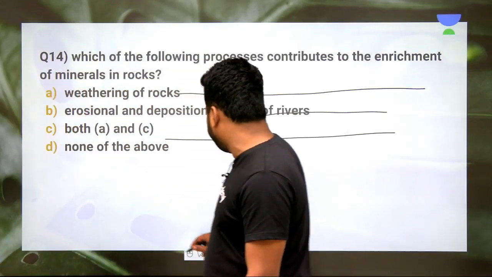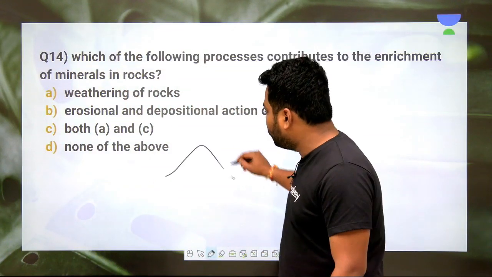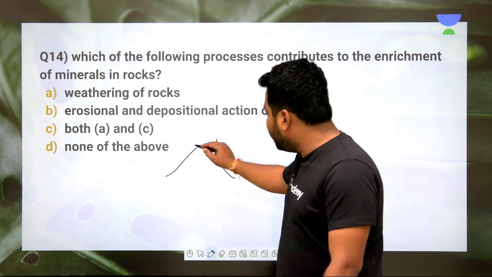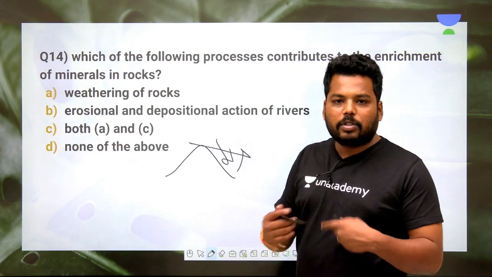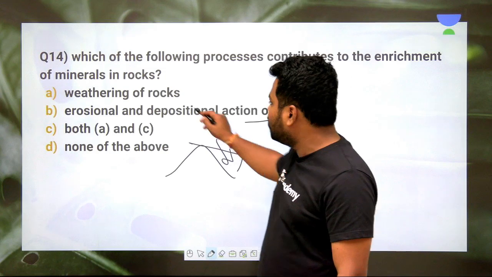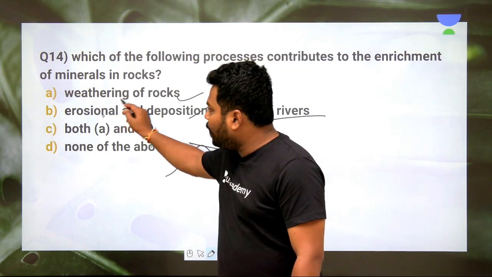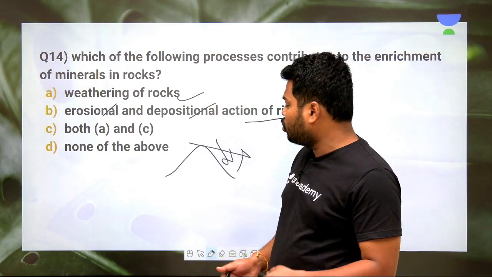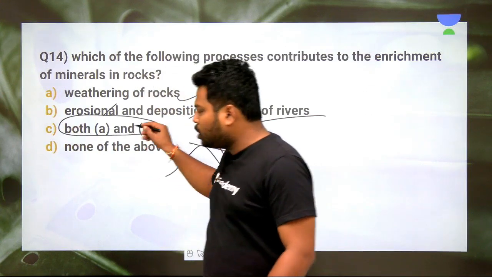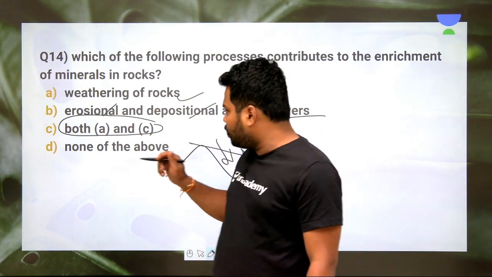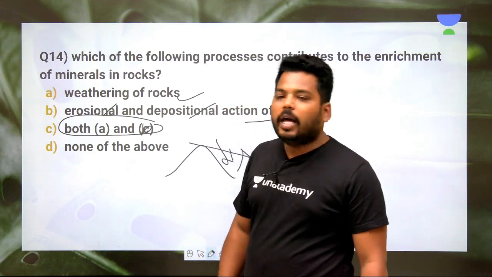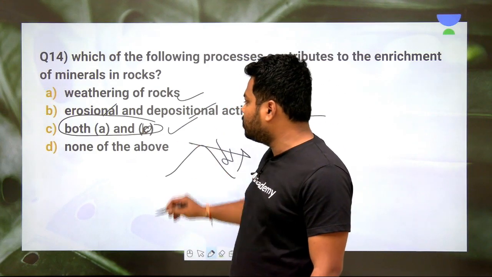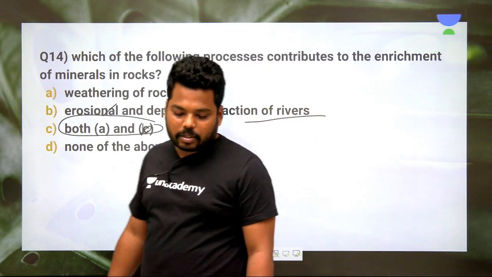So whenever there is a process of weathering of the rock, disintegration and erosion of rock, and depositional action which are made by the rivers, these all three make the minerals of the rocks enrich. Hence the options A and B which are given are absolutely right. Hence C becomes the option, and none of the above, however, is not in the picture.